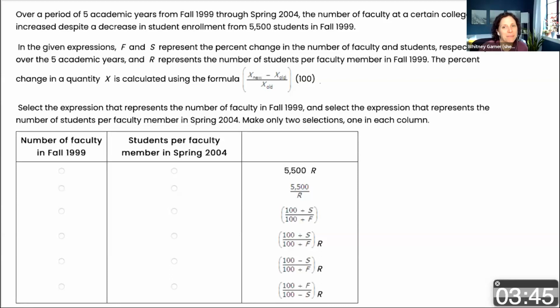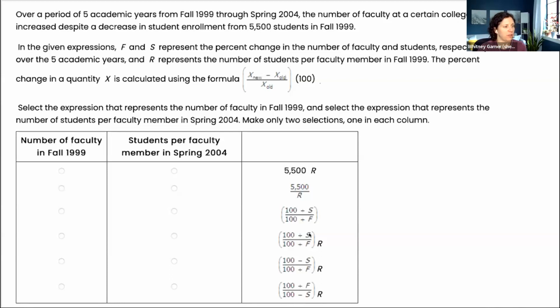Okay, so I've got a couple of answers in. I know this one's a little bit harder, but all right. I love it. All right, so we've got some information up front. Over a period of 5 academic years, from fall 99 to spring 2004, the number of faculty at a certain college increased despite a decrease in student enrollment. Okay, so student enrollment fell from 5,500 students over a period of 5 years.